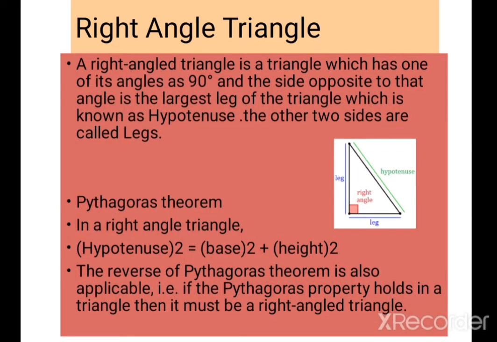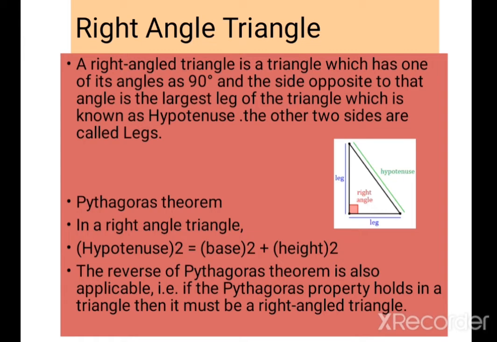Right angle triangle. A right angle triangle is a triangle which has one of its angles equal to 90 degrees. And the side opposite to that angle is the largest side of the triangle. So, the hypotenuse is the largest side. The other two are called legs: the leg which is vertical is called height and the leg which is horizontal is called base.